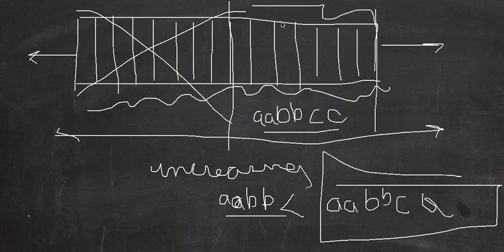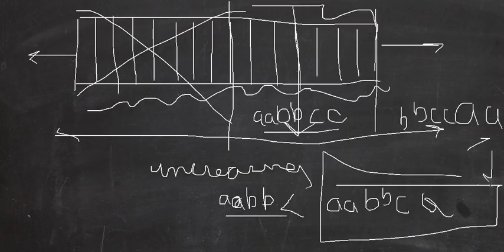In the remaining half of the section, again we take the center and see that the center element was BBCCAA. We figured out that this element was greater than the string we're trying to look for, so we know that the element we're looking for lies within this range.